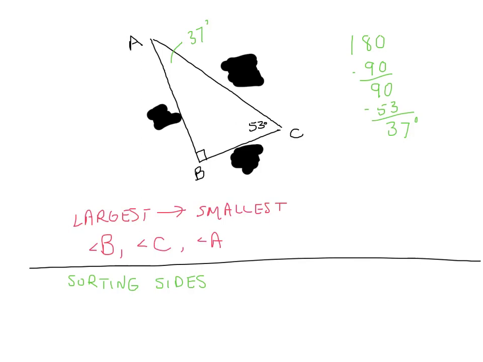So now we have all the information we need to sort the sides. And let's do it from largest to smallest. We have a 90-degree angle, so the side directly across would be over here. And so that would be segment AC. And then we look for our next biggest, which is 53, and we go directly across, which would be that side over here. So that would be side AB, and then for the same reasoning, our smallest side would be BC.